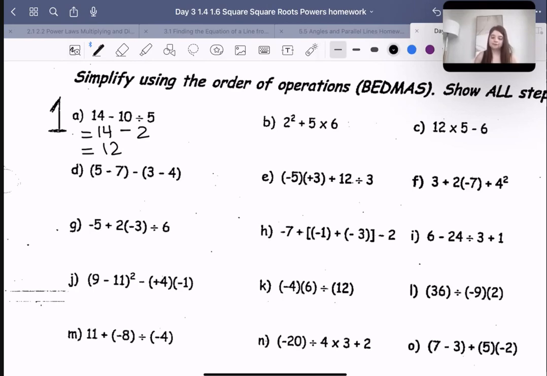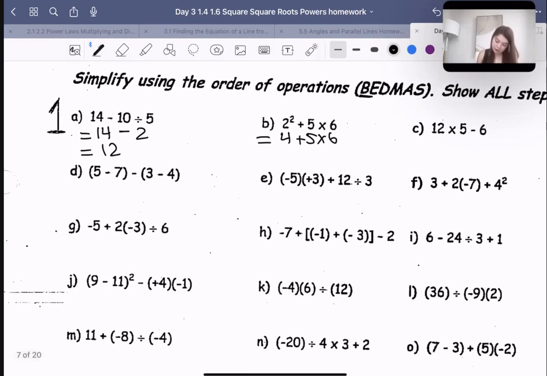Okay, let's do B. Do we have any brackets in BEDMAS? No, we don't, so we can skip that step. Do we have any exponents? Yes, we do. We have 2 squared. So that's the first thing we'll do: we'll evaluate 2 squared and say that that's 4. All right, do we have any division or multiplication? Yes, we do. We have multiplication of 5 times 6. So we'll evaluate that to be 30. And then do we have any addition or subtraction? Yes, we do. 4 plus 30 is 34.